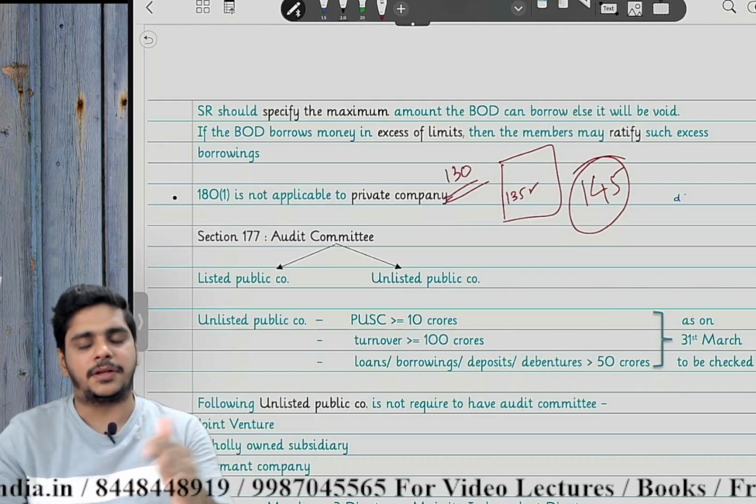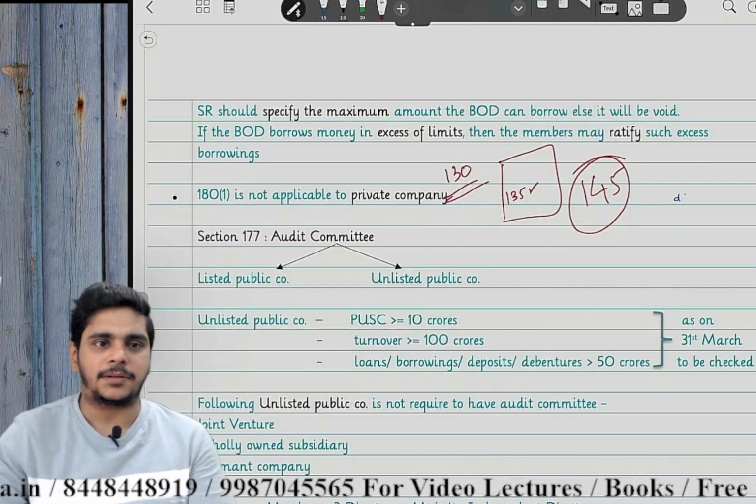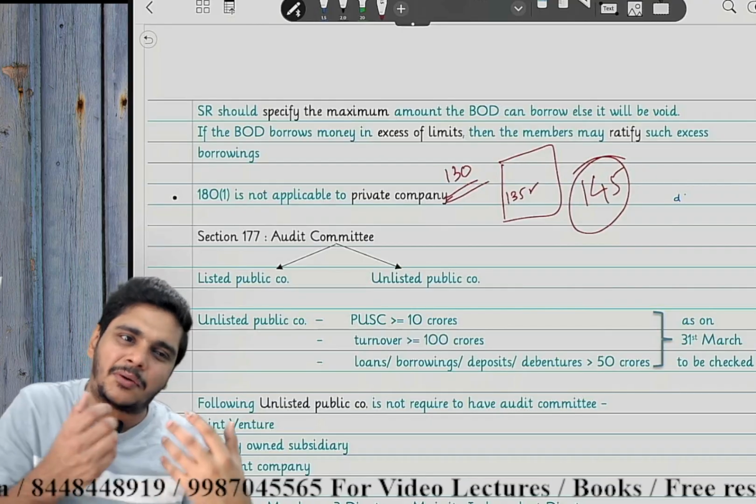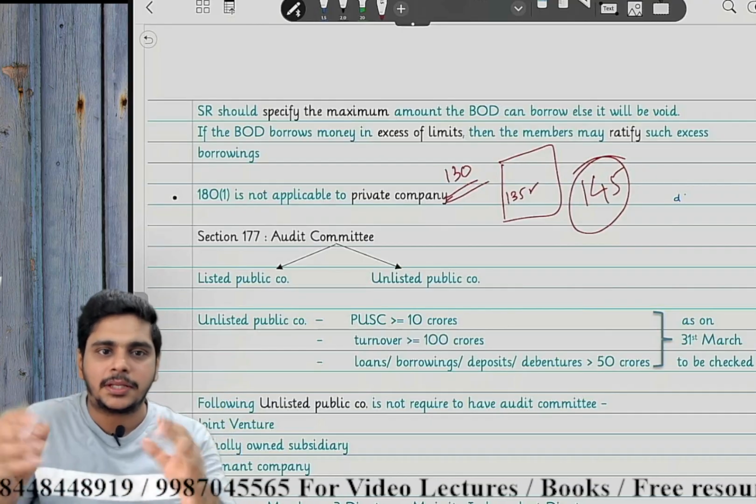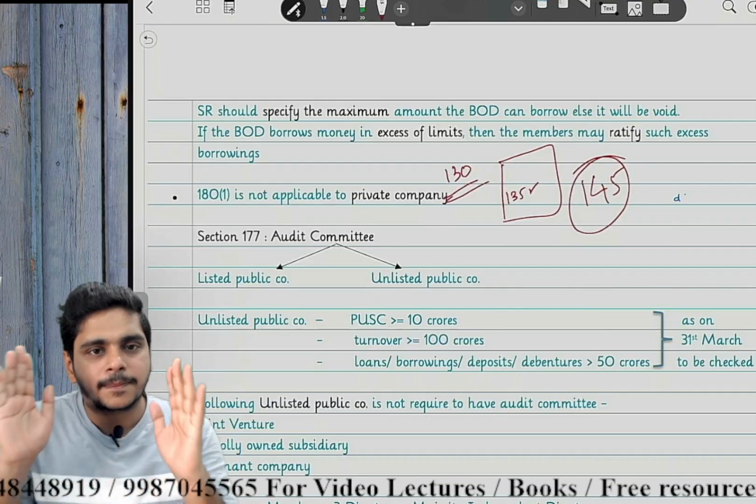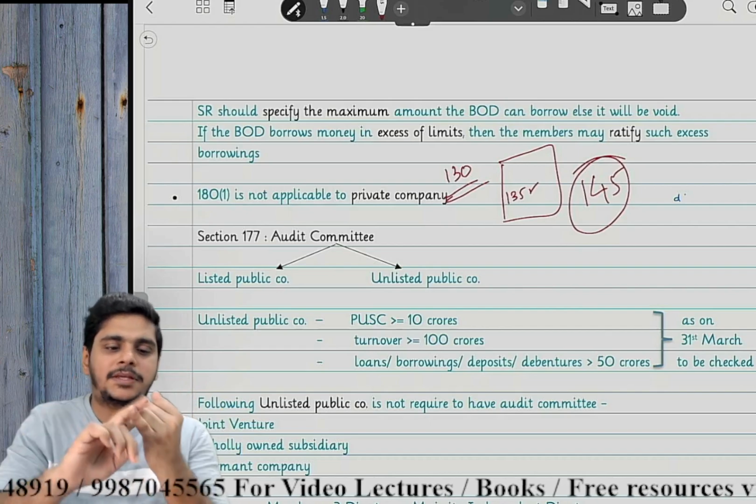181 is not applicable to a private company. That means a private company can borrow any amount without any resolution. Understood? So there are 4 powers, A, B, C, D.